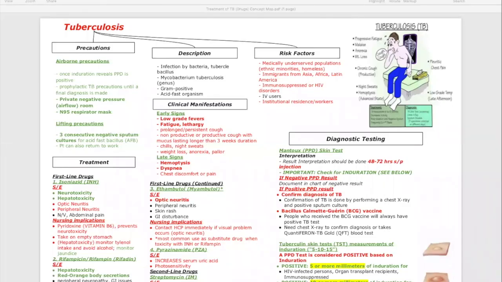Hey guys, so today we'll be going over tuberculosis. More specifically, we'll be covering some background, in which we'll go through a description, just what it is, and some risk factors. We'll also be covering some precautions that we take for tuberculosis, clinical manifestations, diagnostic testing, and the treatment of tuberculosis, namely the drugs, first line and second line drugs. And that's it.